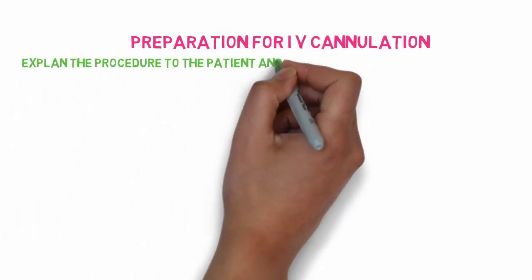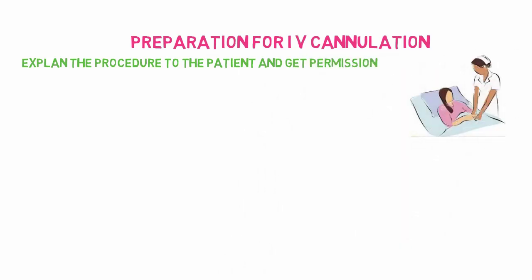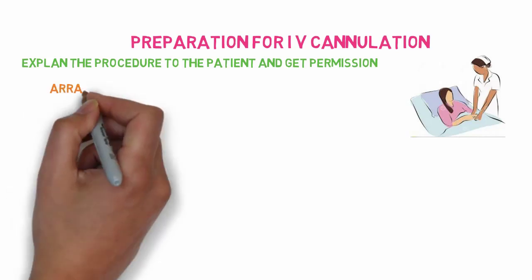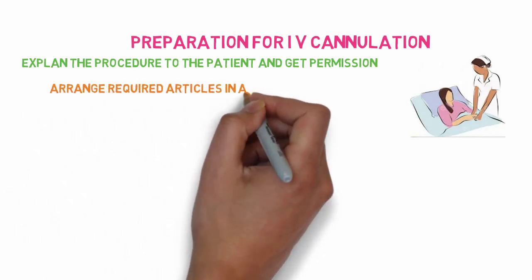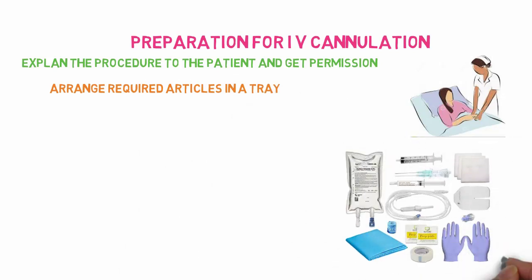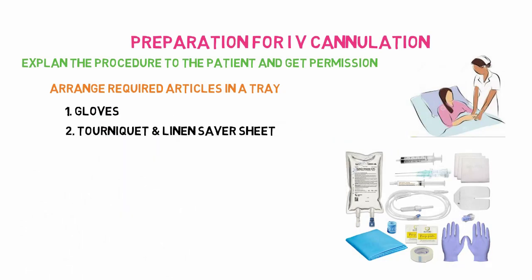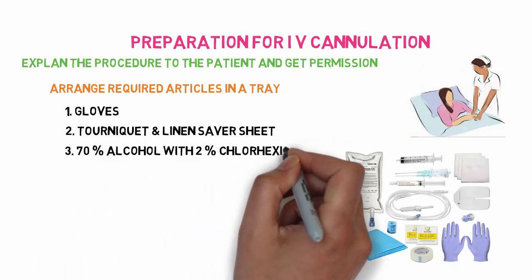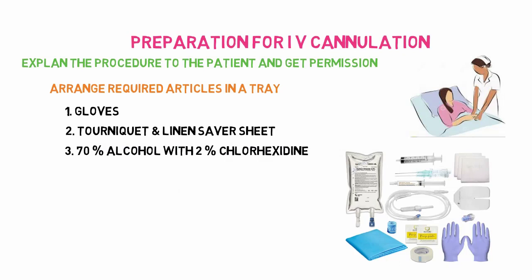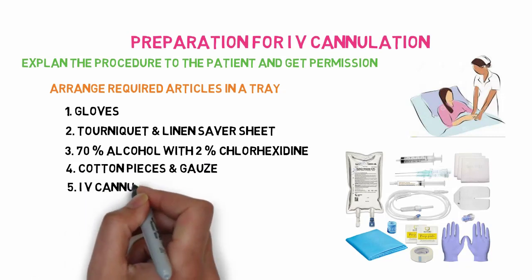Preparation for IV cannulation. It is very important to provide adequate explanation about the procedure and get permission of the patient before starting IV cannulation. As per hospital policy, arrange required articles in a tray and keep it within reach. Some of the basic articles to be arranged are gloves, tourniquet, linen saver sheet, and cleaning agent. It is preferred to have 70% alcohol with 2% chlorhexidine, cotton pieces, and gauze.